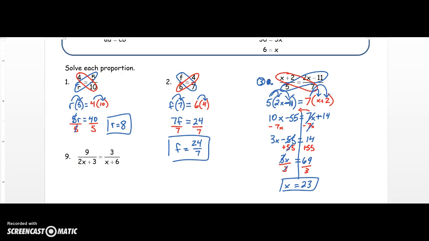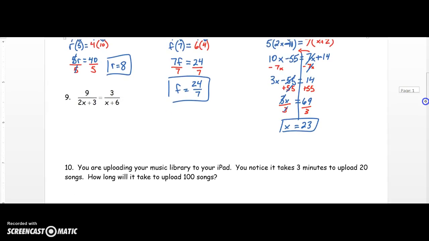A lot more work to that problem. Okay, but after the cross multiplying, it's a problem we've been working on the past few days. Okay, so it's just very important to take the cross multiplying slowly so that we can go ahead and set up our equation correctly. Let's move on to 9. Go ahead and cross multiply to begin your problem. Now remember what I said before. Make sure your single number, in this case 3, is outside of the parentheses. So you have 3 times 2x plus 3 equals.